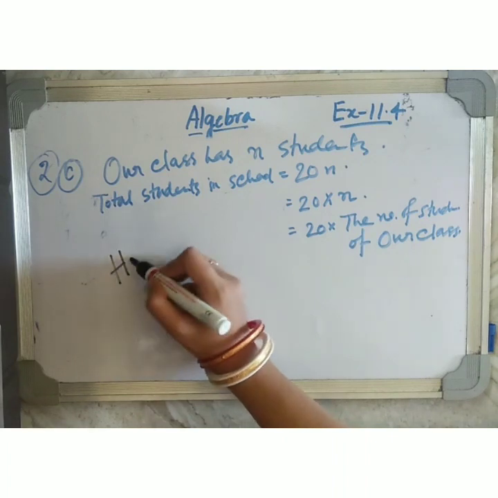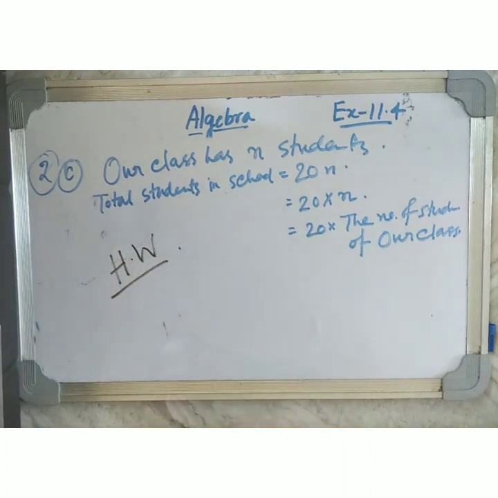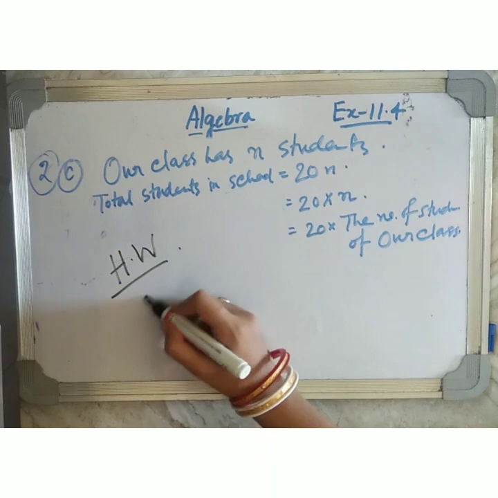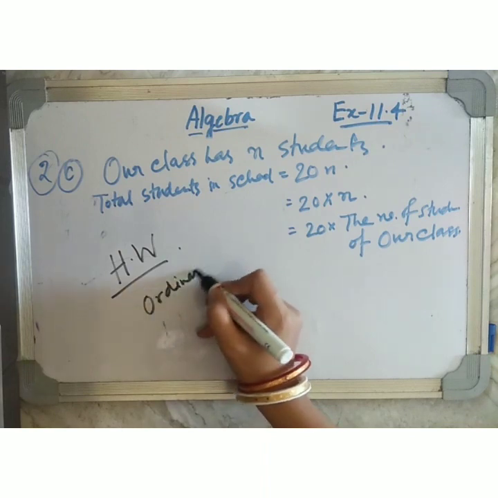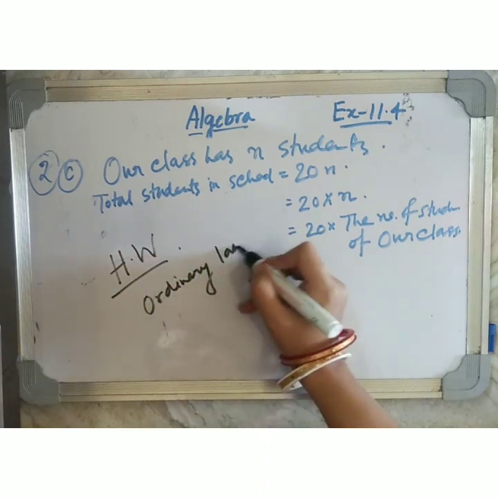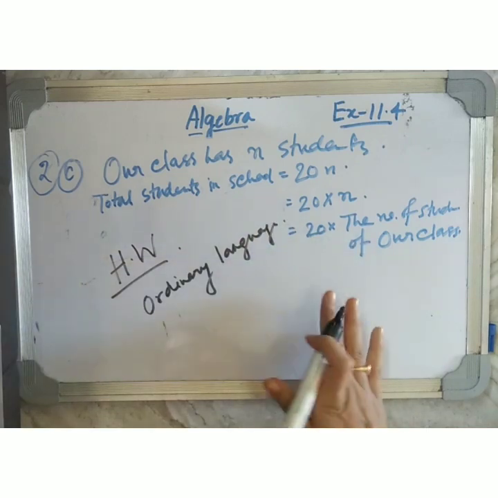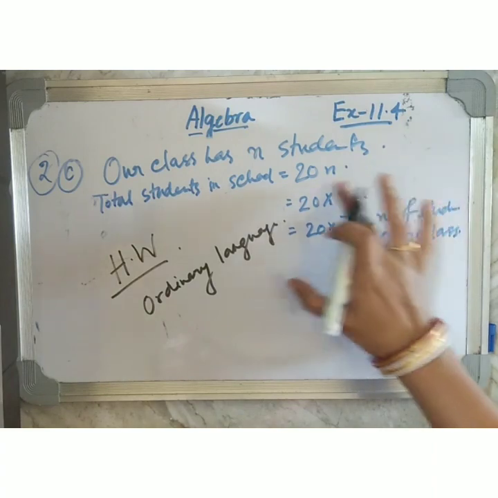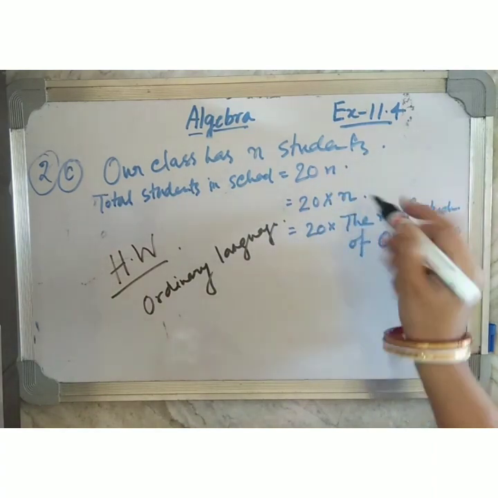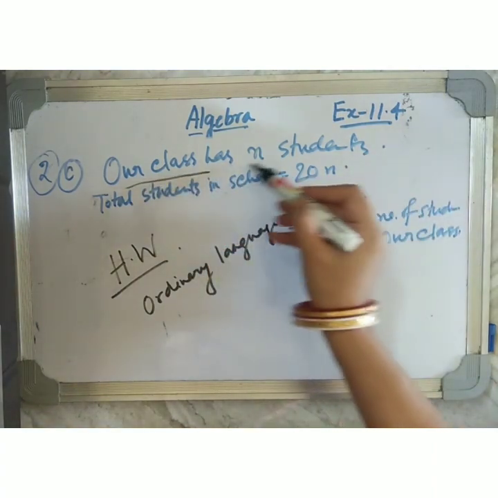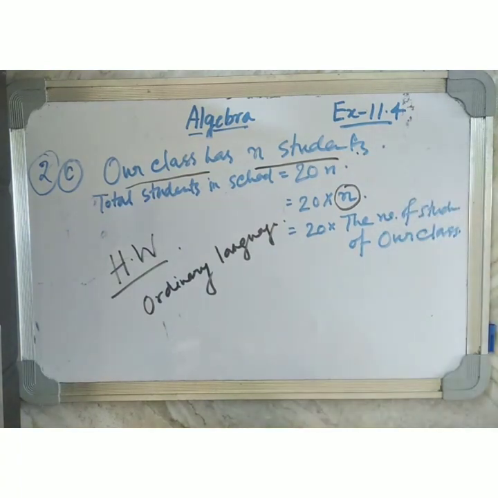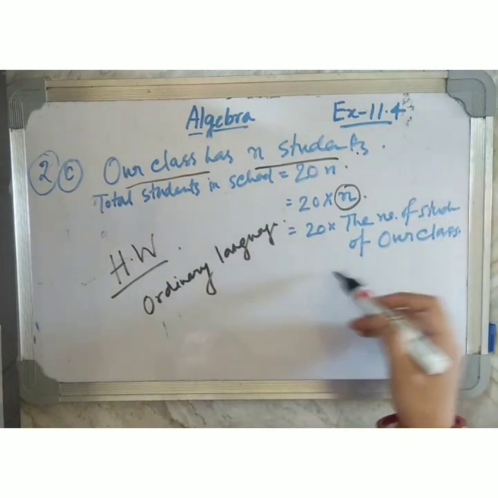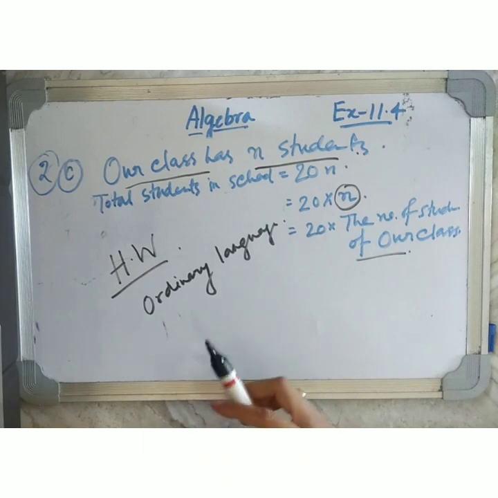So as I have already discussed, I hope you can do it yourself. Write in ordinary language. For this one also it is your homework. I have already discussed that the total number of students in the school is 20n. 20n means 20 into n, and this n is the number of students in our class. So 20 into the total number of students of our class. This will be the answer of this question, and you will write it yourself. Now let's come to the next sum.